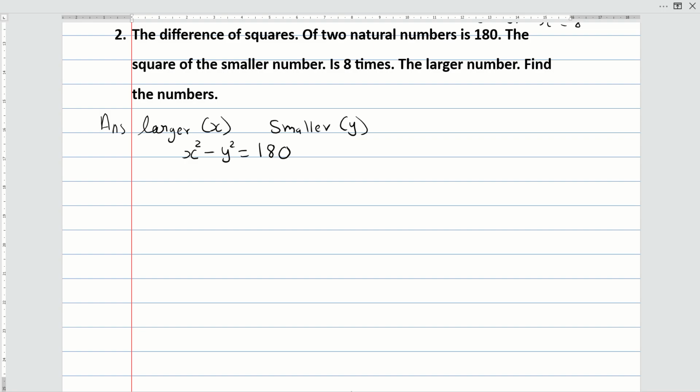What is the condition till here? If we read this, 180. Further, the square of the smaller number. Y is the smaller number.